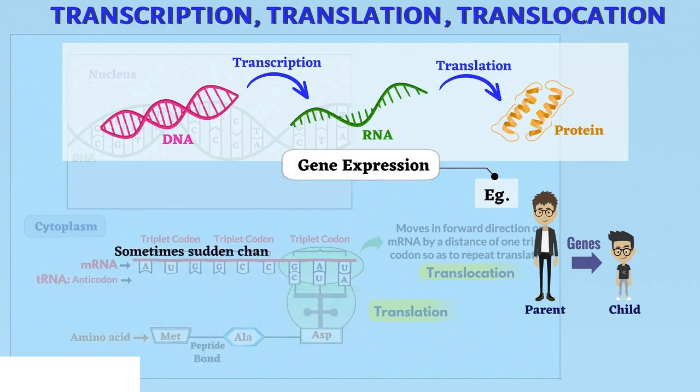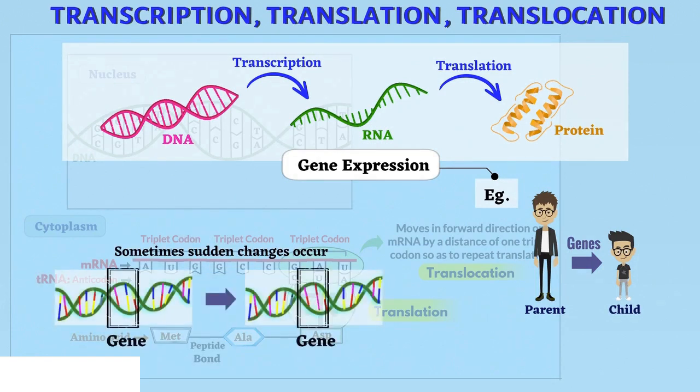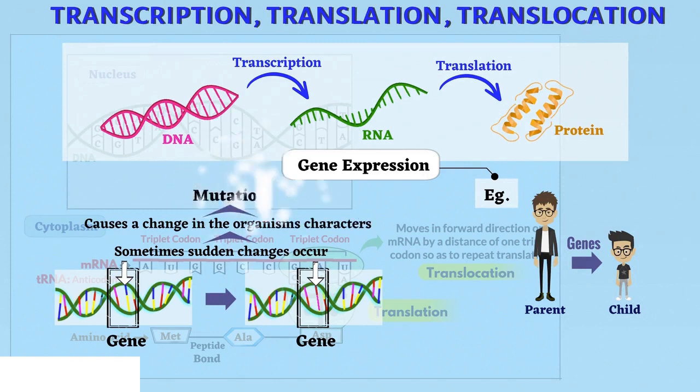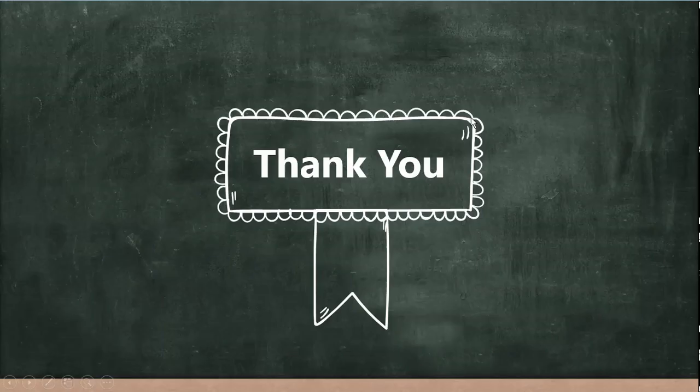Sometimes sudden changes occur in a gene. Sometimes a nucleotide changes its position. It causes a change in the organism's character. This is called mutation. I hope you have understood the concept of transcription, translation and translocation very well. Thank you, dear friends.